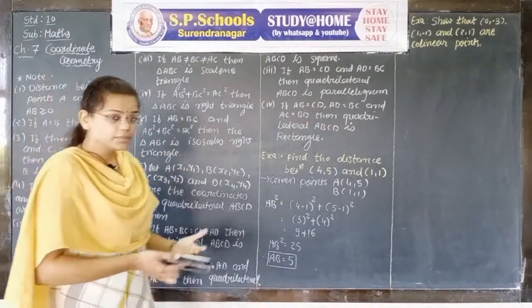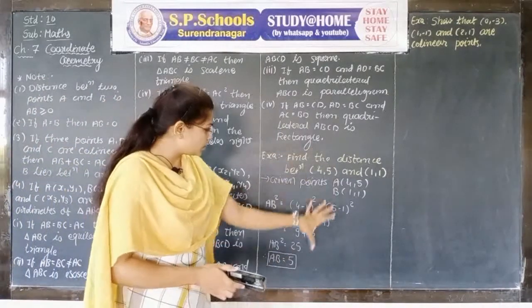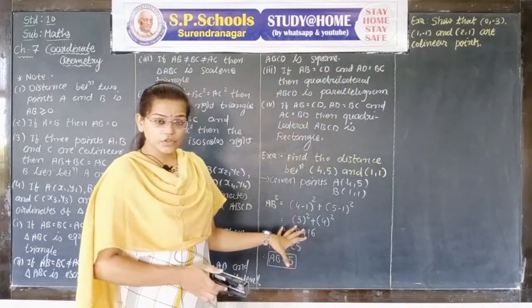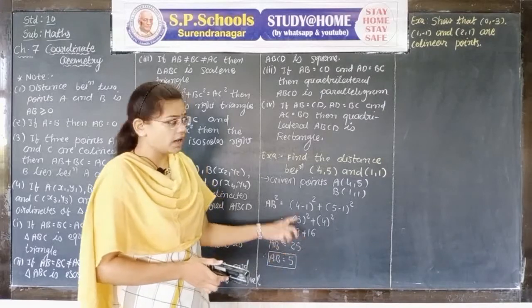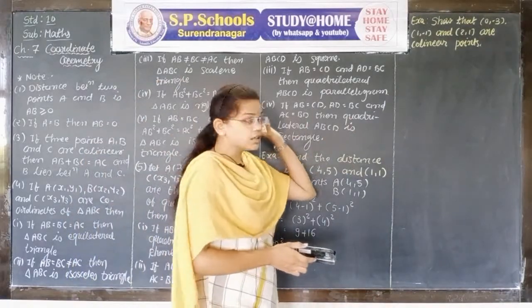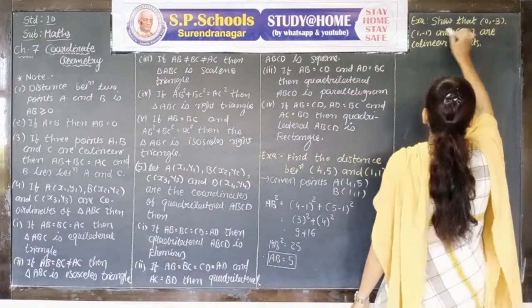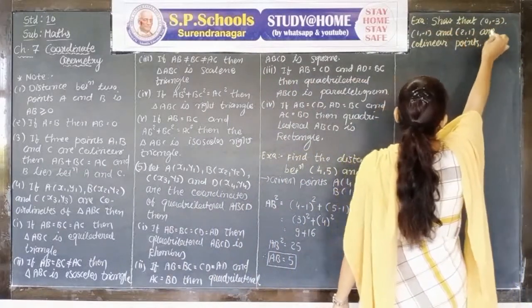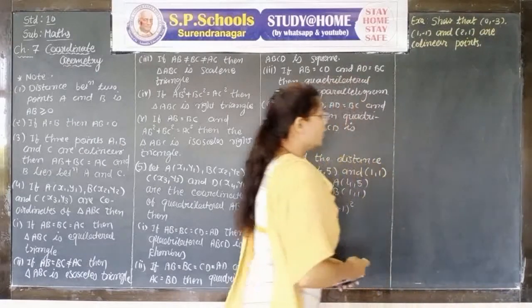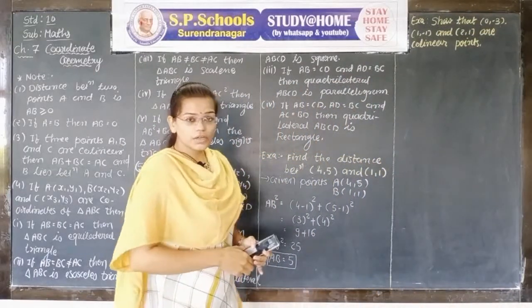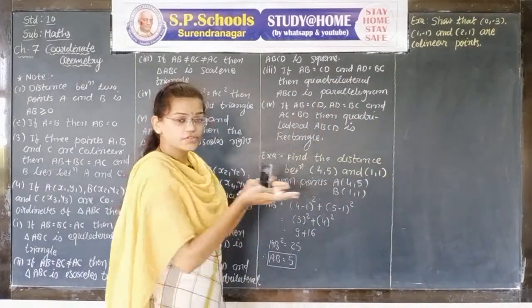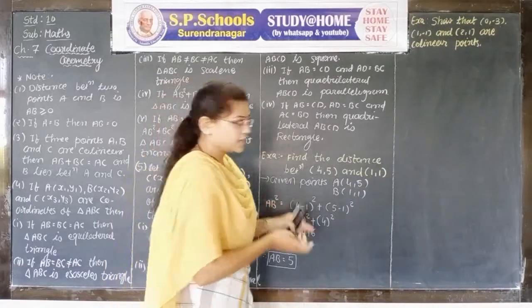Now our examples and exercises depend on this, the distance formula. So how to apply the distance formula? For that we have to take another sum. Show that (0, -3), (1, -1), (2, 1) are collinear points. Collinear points means they make one straight line, they lie on a single line.